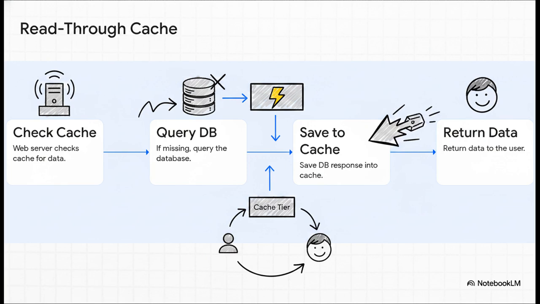A cache is just temporary storage, but it's much faster than a database because it lives right in memory. We use what's called a read-through strategy. Step 1, the web server checks the cache for the data. Step 2, if it's missing, only then does it actually query the database. Step 3, it saves that expensive database response back into the cache. And finally, Step 4, it returns the data to the user. The next time anyone asks for that exact data, it's served instantly from the cache, totally bypassing the database. It's like magic for your load times.